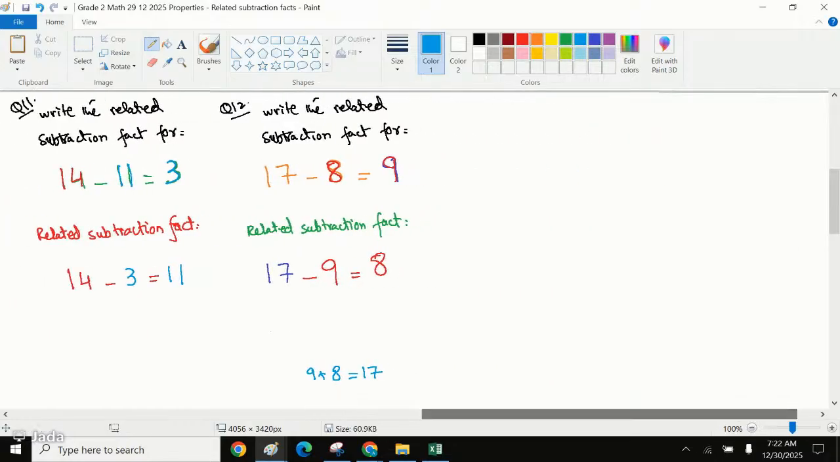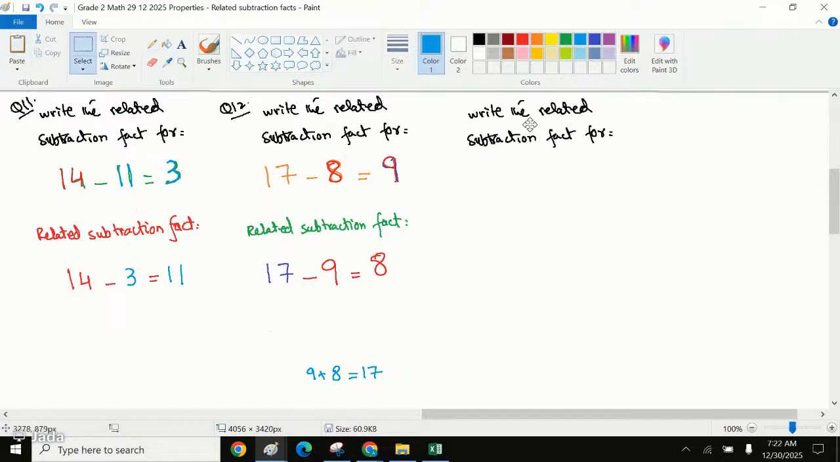Okay, let's try another. So question number 13 says, write the related subtraction fact for 12 minus 5. 12 minus 5 would always be equal to 7, right? When we subtract 5 from 12, the answer comes out to be 7.